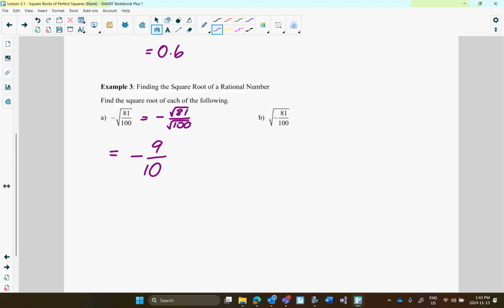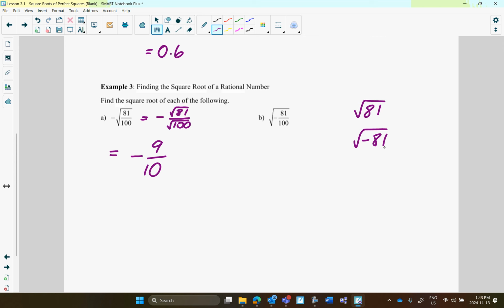How about the second one? The negative's inside now. What's that? 9. But negative 9 times itself gives you positive 81, right? Try it on your calculator. You get an error. That means you can't do it.